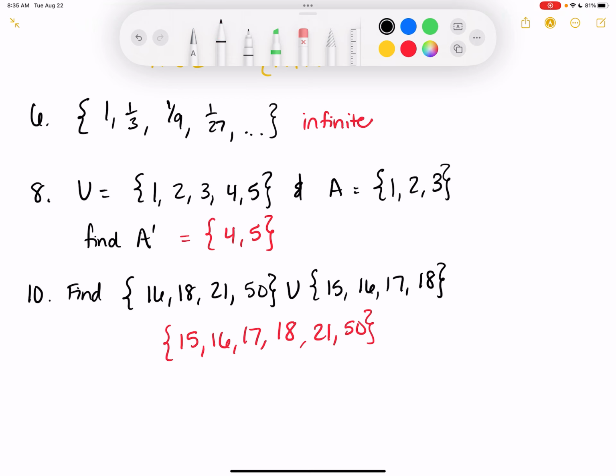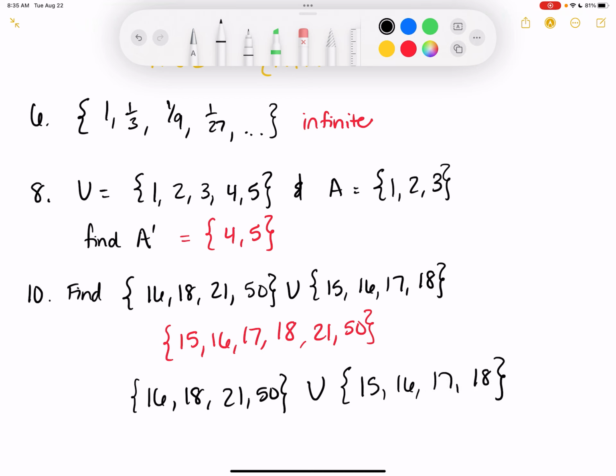So just so that you have it for reference, I'm going to rewrite it, but with the intersection of them. If you've ever seen a Venn diagram, the intersection is the middle part that overlaps. So the intersection is our overlap, which is 16 and 18 in this case, because those are the only two numbers that are in both sets. So this one would be that.